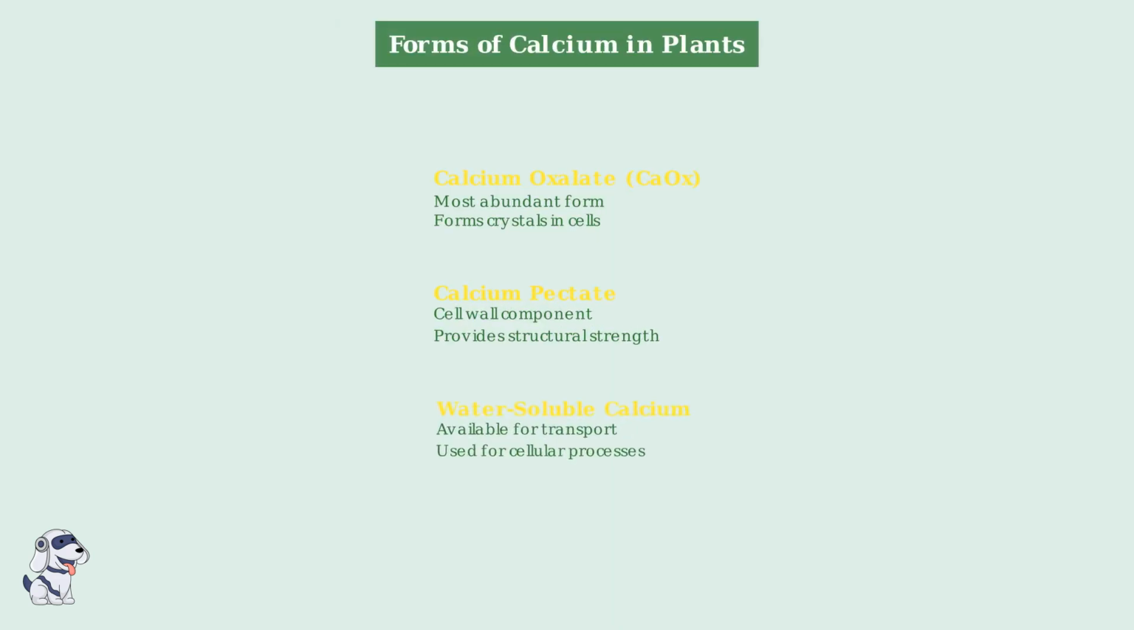Calcium exists in plants in several different forms, each serving specific functions. Calcium oxalate is the most abundant form, often stored as crystals. Calcium pectate strengthens cell walls, while water-soluble calcium remains available for transport and cellular processes.